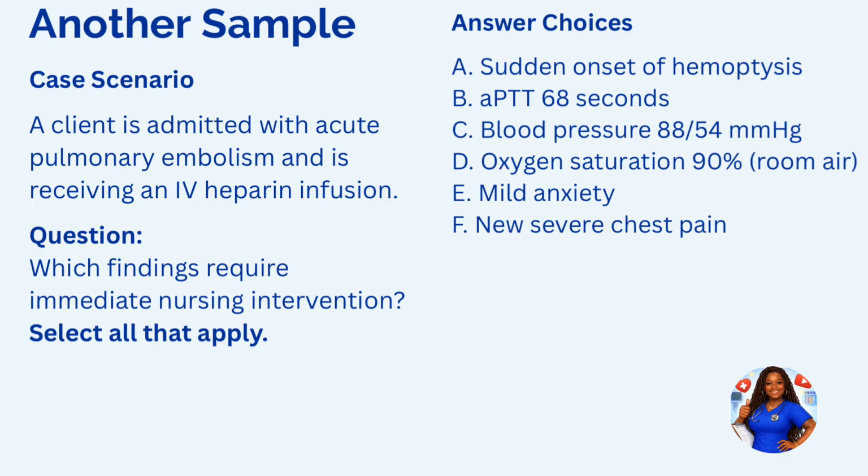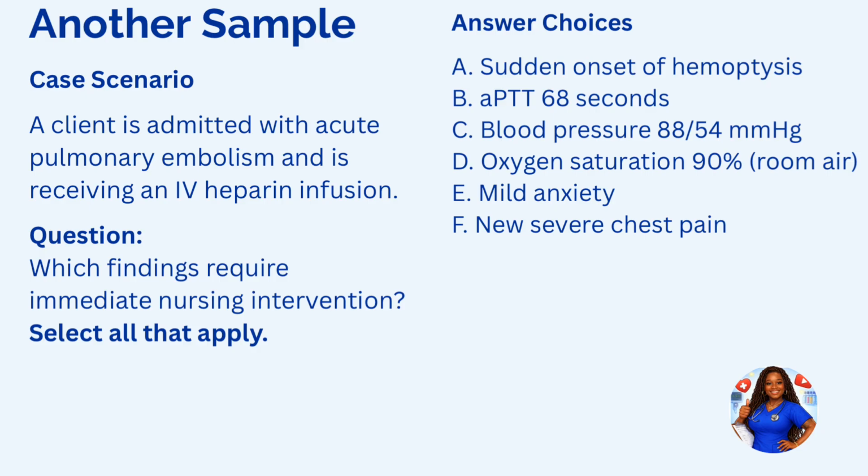Let's break it down. Sudden hemoptysis, that's coughing up blood. In a patient on heparin, this could signal bleeding or worsening PE, so this requires intervention. APTT of 68 seconds is actually within therapeutic range for heparin, so this is expected and does not require action. Blood pressure of 88/54 indicates hypotension, which could mean the patient is becoming hemodynamically unstable.